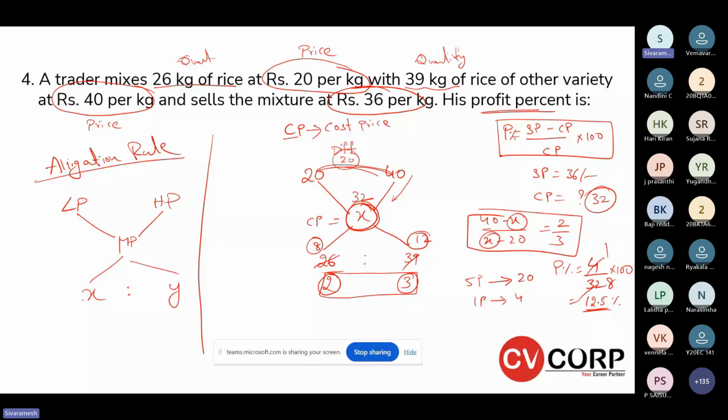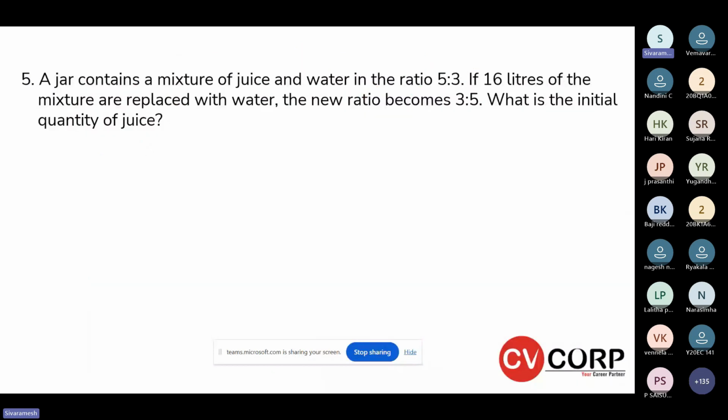So this question is from mixtures, obviously. A jar contains a mixture of juice and water. The ratio of juice and water in the jar is 5:3, meaning 5 parts of juice and 3 parts of water. This is the ratio they have given. We discussed 4 categories of questions from mixtures. This comes under the third category, where replacement takes place. If 16 liters of the mixture are replaced with water, the new ratio becomes 3:5.